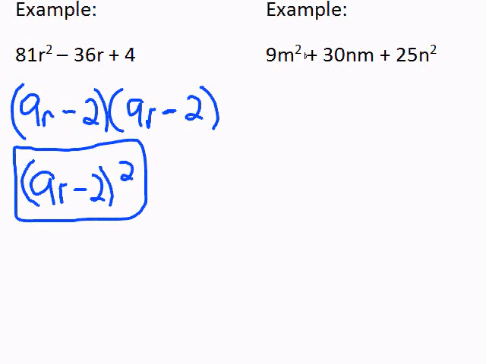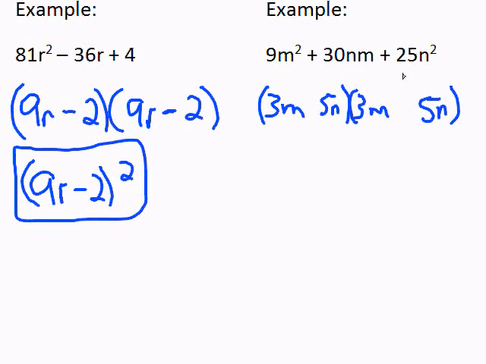So to factor 9m squared plus 30nm plus 25n squared, I ask you go ahead and try this one on your own, pressing pause, press play when you're ready to see the answer. So again, we notice that the first term, 9m squared, and the last term, 25n squared, both have square roots. So there's a really good chance, and in this case it'll work, that we can factor by taking the square root of the first term. The square root of 9m squared is 3m, and the square root of 25n squared is 5n.